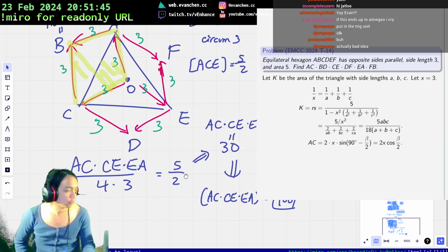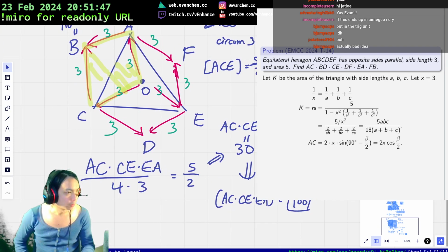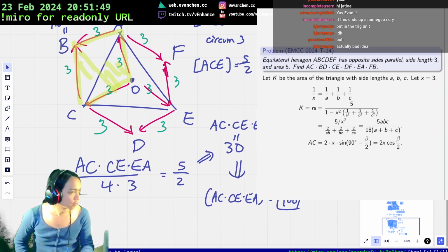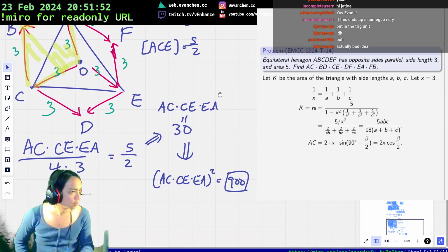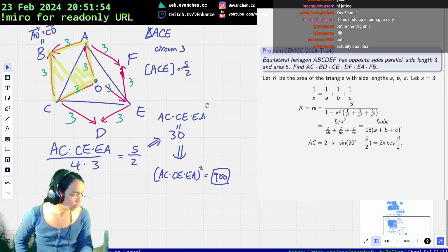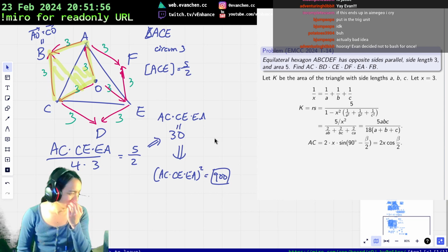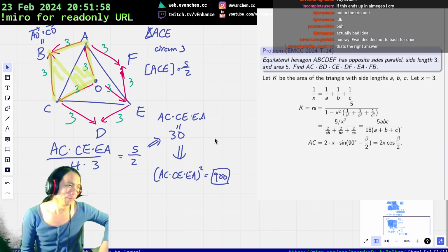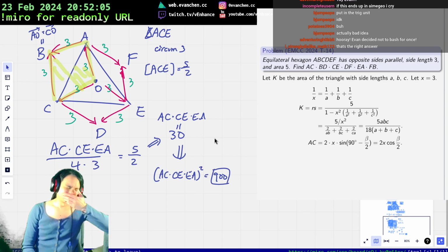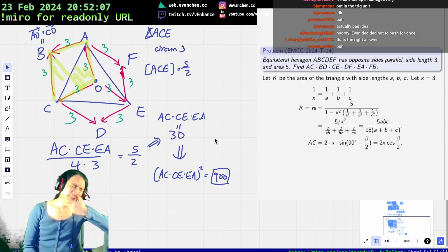I just completely blocked now. Yeah, like so. Put it in the trig unit? No. I really wanted to bash it because I was trying to get a solution. I think the thing about this is that it's one of those things where you have more variables than equations.